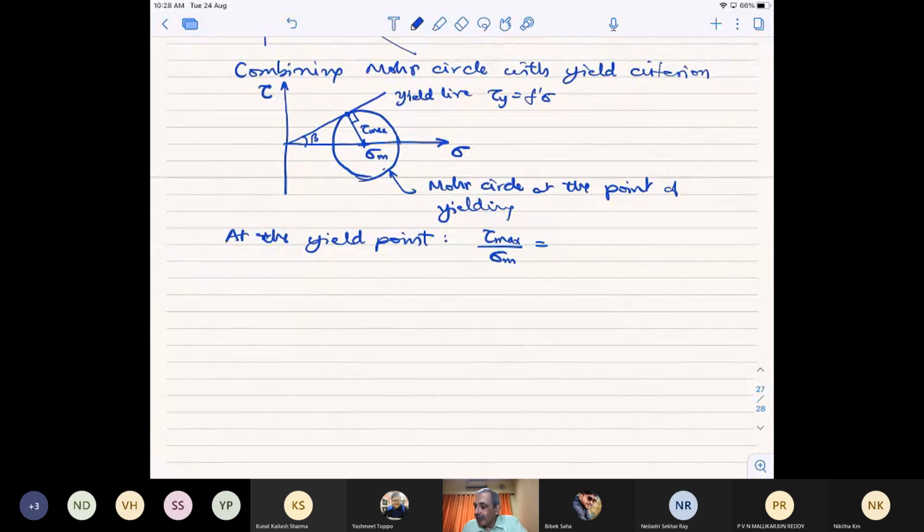What is tau max by sigma m? Sine of this beta.